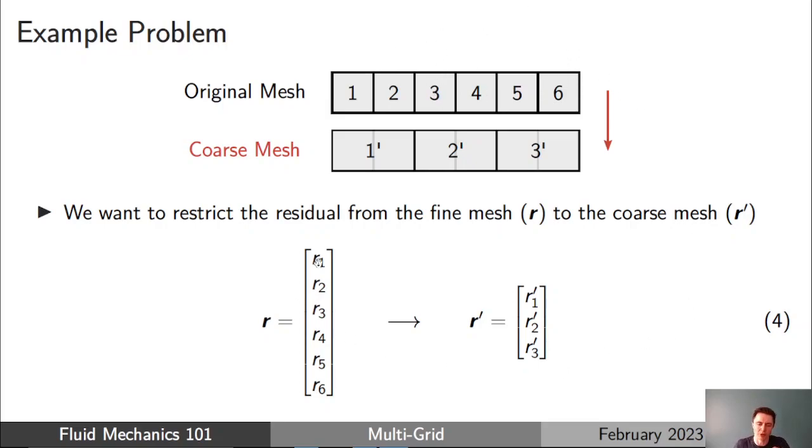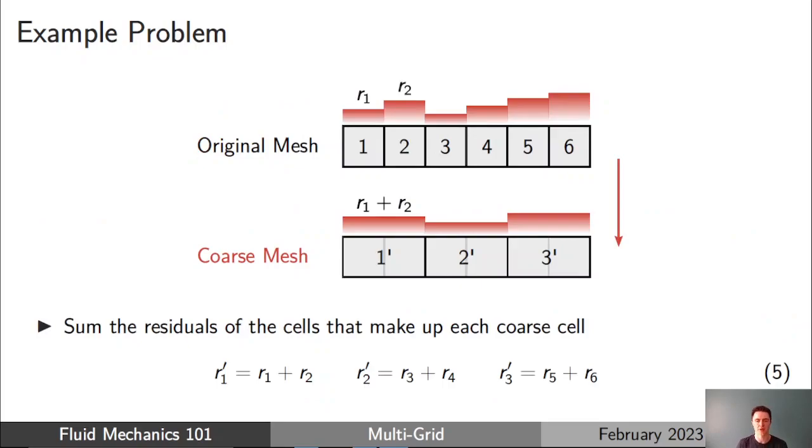But ultimately what we need to do is go from this residual vector R that has 6 entries, because there are 6 cells in the original mesh, into a new residual vector R prime, which now has 3 entries. We need to change the size of our vector, and we need that changing size process to reflect the restriction that we've just gone through. So how do we do this mathematically, and what will the CFD code actually do? Well, let's just look at a simple example. This is the easiest way for us to understand.